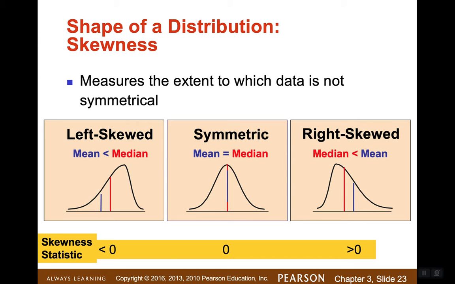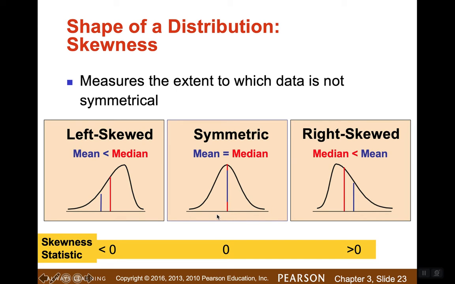So for skewness, skewness measures the extent to which data is not symmetrical. If we have a symmetrical distribution of data, with a relatively even distribution on both sides of the mean, or the median, the mean equals the median. So our average is equal to our center value. Then the data is described as being symmetric. So we have an even distribution on both sides.